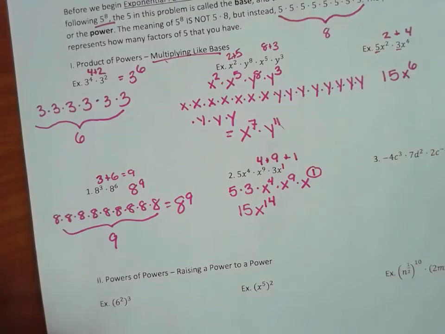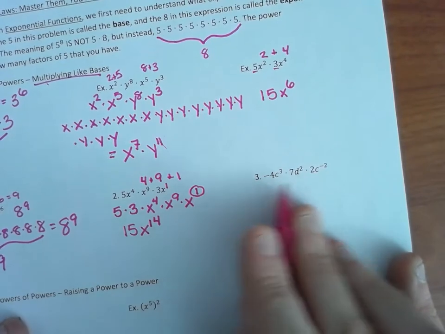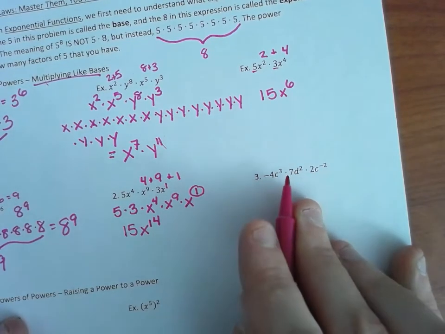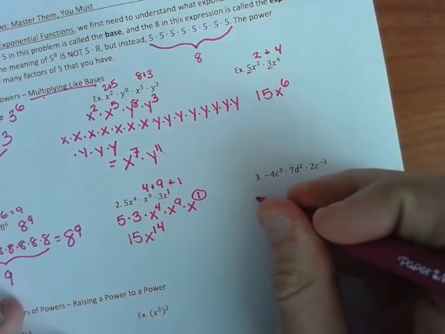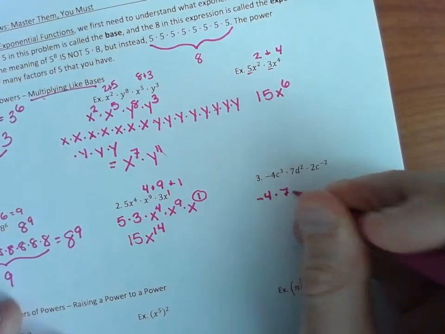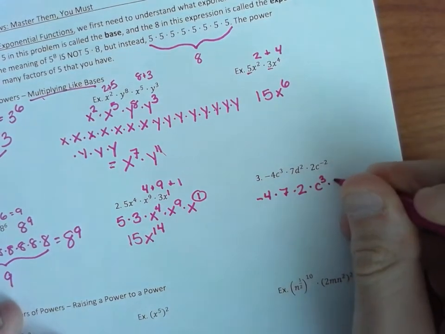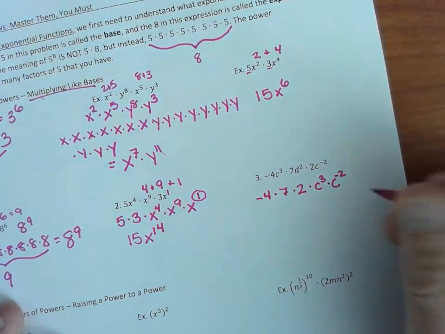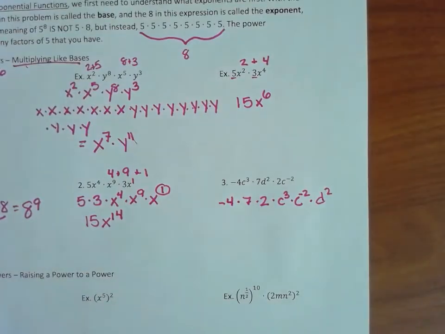All right? And last one, guys, I'm going to order my numbers, my coefficients together, my c's together, and then my d is going to be at the end. So I'm going to have negative 4 times 7 times 2 times c cubed times c to the negative 2 power times d squared. Again, all I'm using is my commutative property. There's nothing crazy going on.